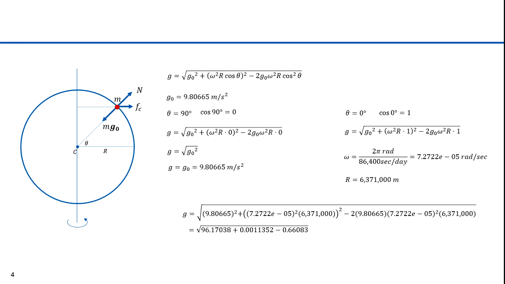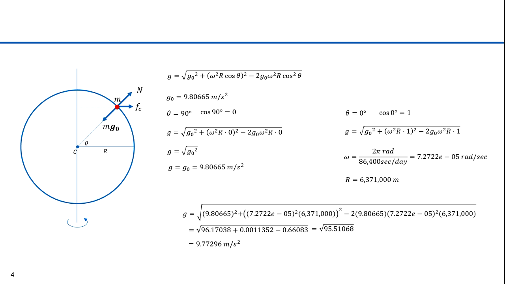If we plug in those values, we get this. If we do the calculations, we get this, and that equals the square root of 95.51068. And that equals 9.77296 meters per second squared. That's a 0.34% difference. At the equator, you'd weigh 1/3% less than you would at the poles. An average male weighs 80 kilograms, which is 180 pounds. At the equator, he'd weigh about 1/4 kilogram less.